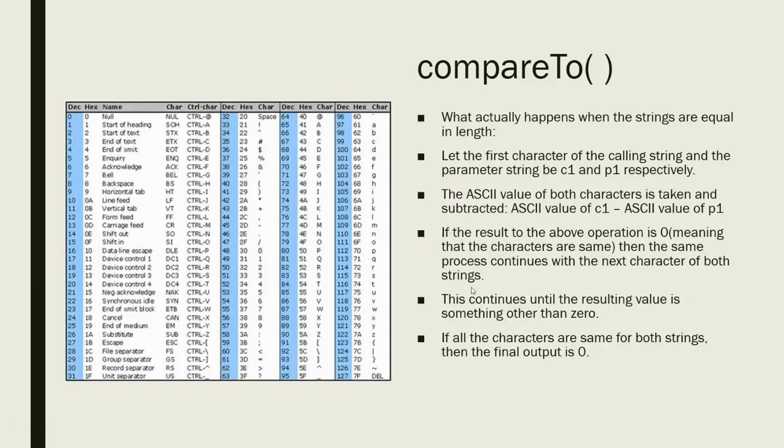If the resulting value is 0, which happens when the characters are same, this process repeats itself with the next character of both strings. It continues until the value of two given characters are something other than 0. But in some cases, for example, if the strings are identical, then the output would always be 0, right? In that case, the final value returned by the function would also be 0.